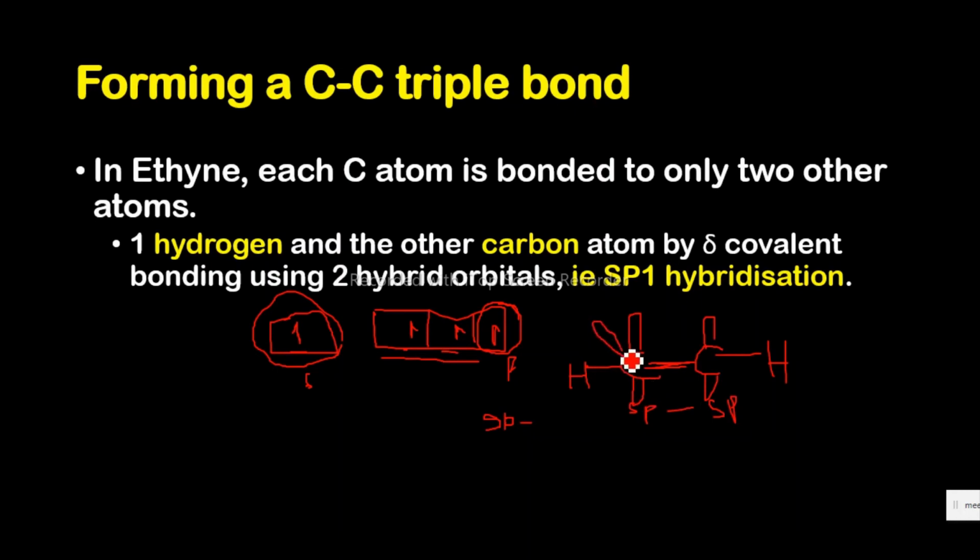So if that is the 2px, this is the 2py, and then this will be the 2pz. So this one also will be parallel to each other. This can undergo orbital overlap with this to form new molecular orbitals. Also, this one can do orbital overlap with this to form another molecular orbital. So the electrons that occupy these new molecular orbitals are referred to as pi electrons.